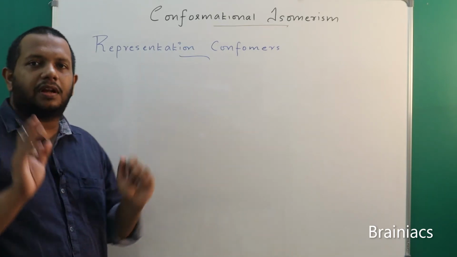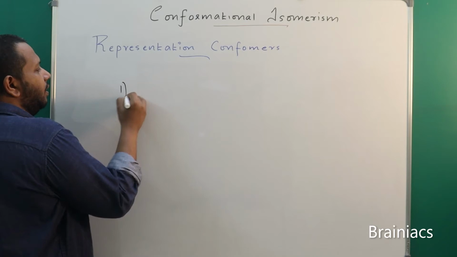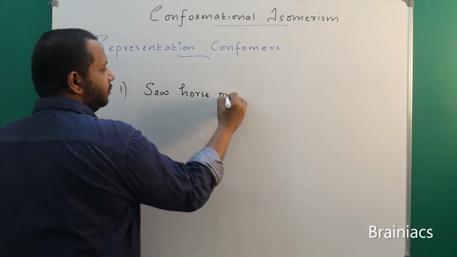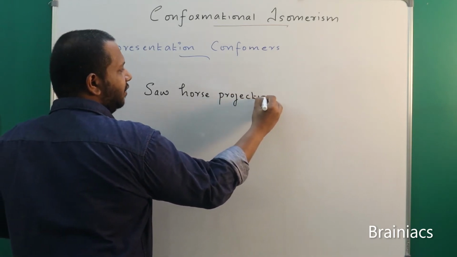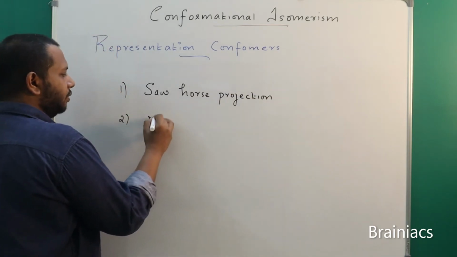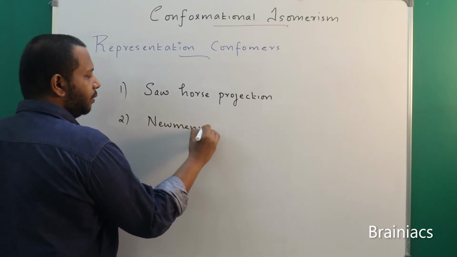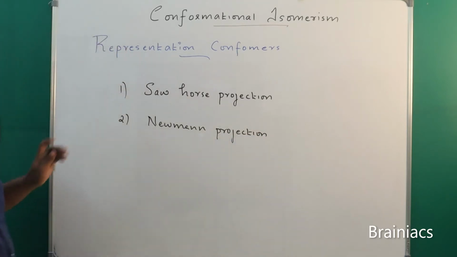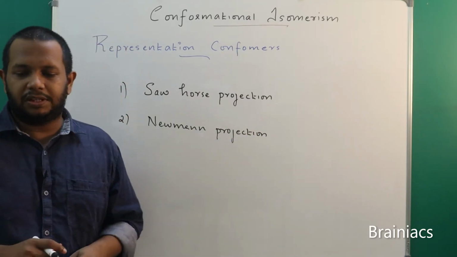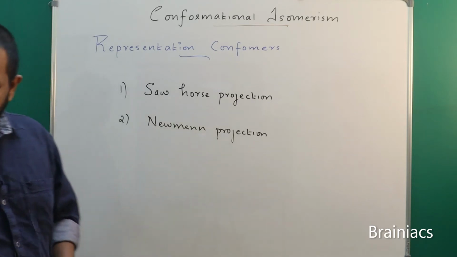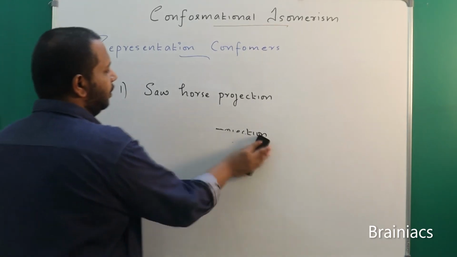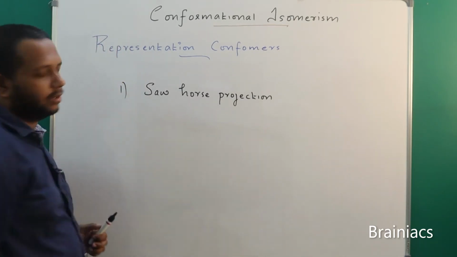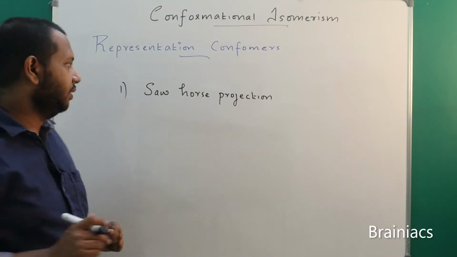different conformers. There are 2 methods of projection. One is called Sawhorse projection, and the second method is called Newman projection. Okay, so let's see both Sawhorse and Newman projections with the example of ethane. So first we will go with Sawhorse projection. So ethane, let us write. What is ethane basically?